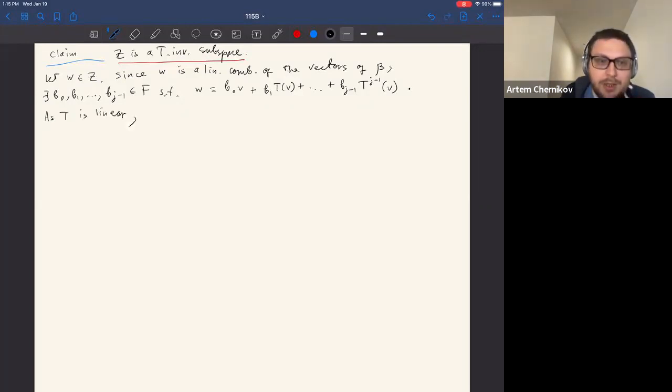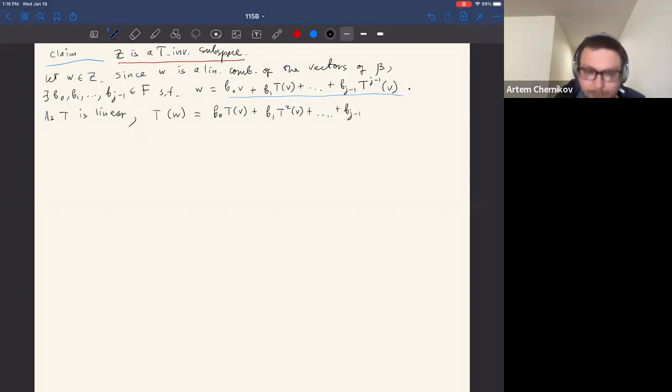Okay, this means that applying T to W can be written by applying T to the expression on the right-hand side. And here we use linearity, okay? So then we have that this is equal to b0 times T of v plus b1 times T squared of v plus etc. plus b_{j-1} times T^j of v, right? So this gives us an expression for T(w) using linearity, okay?